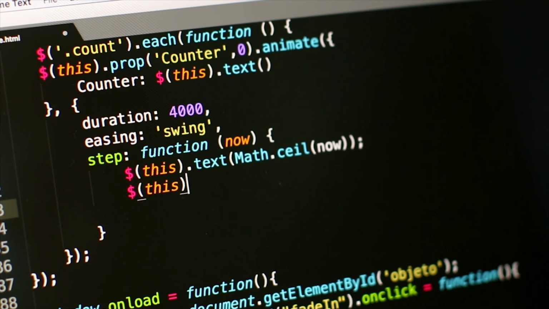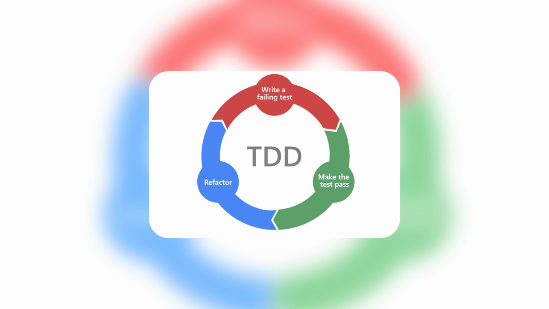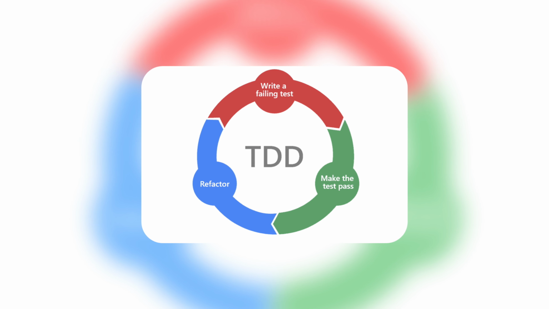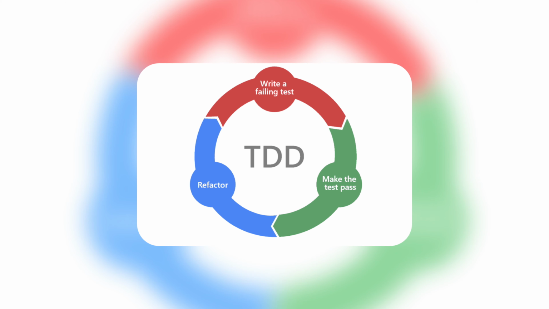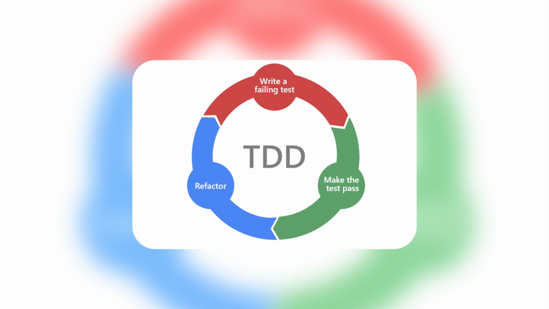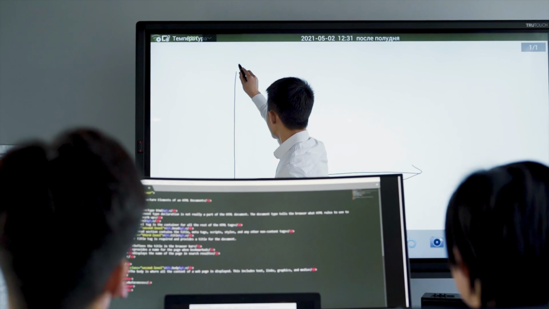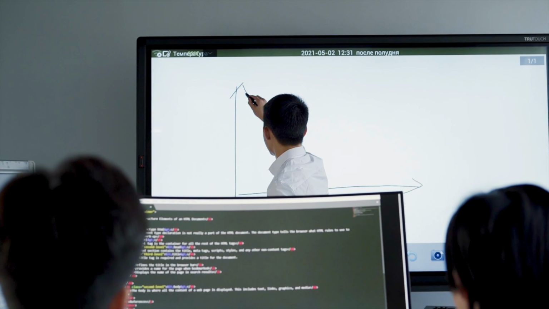Test-driven development follows a three-step process of red, green, and refactor. In the red phase, you begin by writing a test case that will fail. You then move on to the green phase in which you write code to pass the test. And lastly, you refactor your code. So for every new feature or functionality in your application, you'll first write out the test cases.